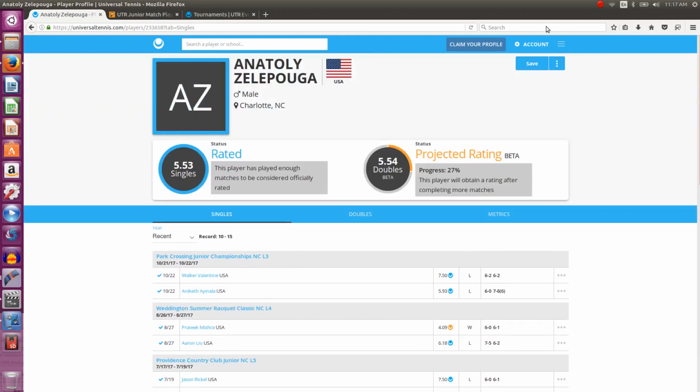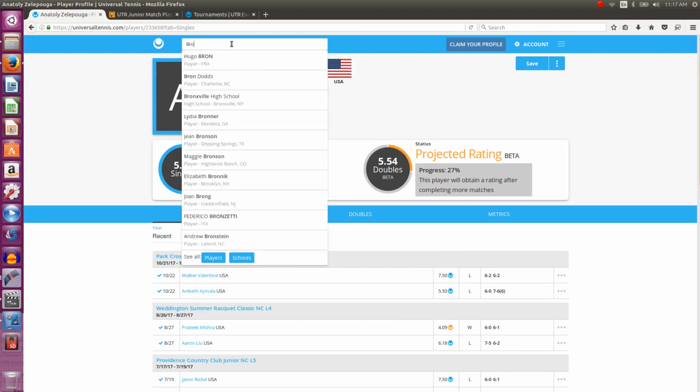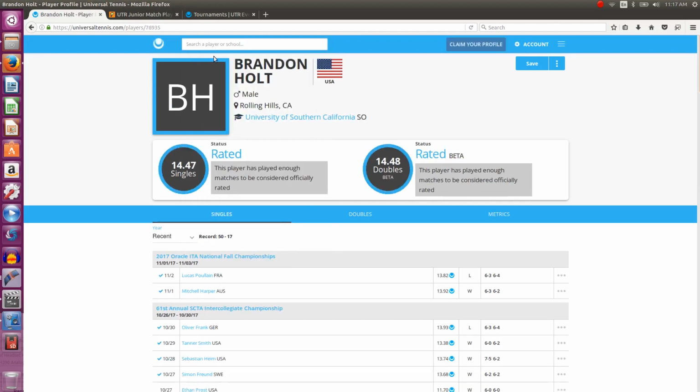Now, what's really cool about this, if you're interested in playing, say, college tennis, you can actually pull up college players. So let's say I want to pull up Brandon Holt. He plays for USC. This is Tracy Austin's son. So we can see the kind of level that you would need to be to play line 1 or line 2 at USC. And basically a 14.47 is around a pro level.